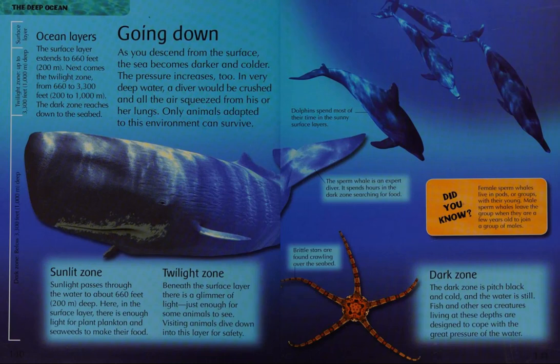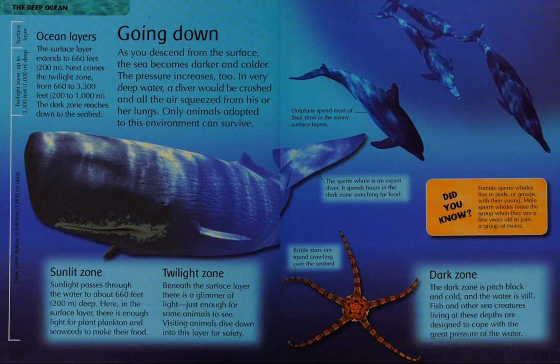Ocean layers. The surface layer extends to 660 feet, 200 meters. Next comes the twilight zone, from 660 to 3,300 feet, 200 to 1,000 meters. The dark zone reaches down to the seabed. Surface layer. Twilight zone, up to 3,300 feet, 1,000 meters, deep. Dark zone, below 3,300 feet, 1,000 meters, deep. Sunlit zone.